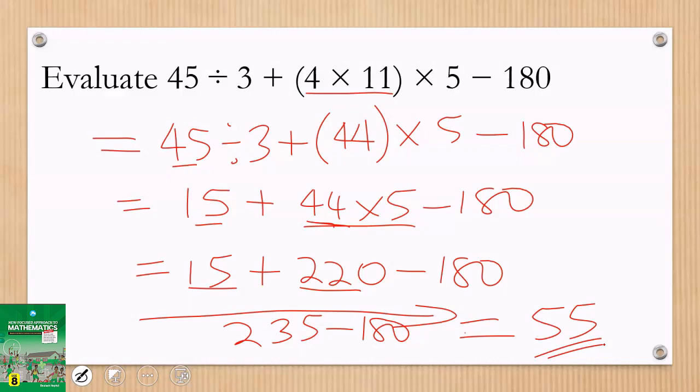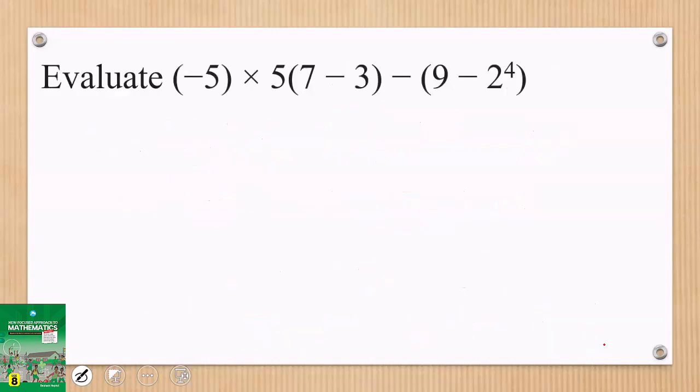In fact, it's very, very important because there have been a lot of errors with students when we come to doing arithmetic involving multiple operational symbols. Now let's look at another question here. Here we have to evaluate this, okay?